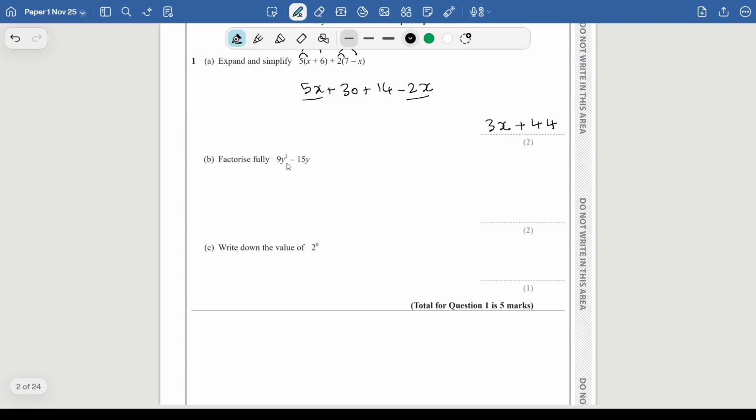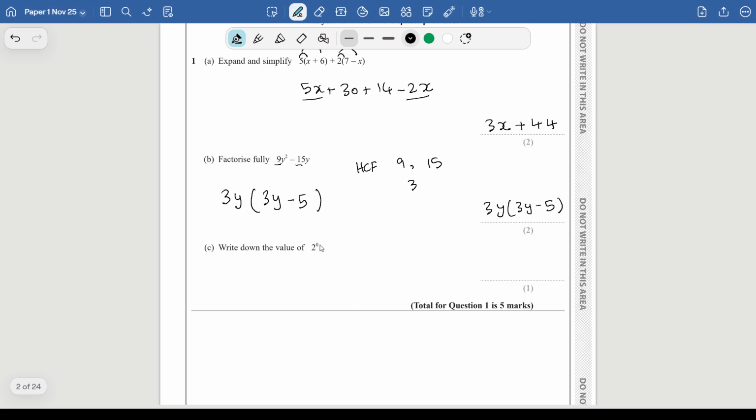Factorize fully 9y squared minus 15y. So we can take out the numbers and the letters as common here. From the numbers 9 and 15, we find the HCF, which is 3. So we take out 3 as a common term, and then we can take out one of these y's as common. So what remains: 9y squared divided by 3y is 3y, minus 5. So the answer is 3y(3y minus 5).